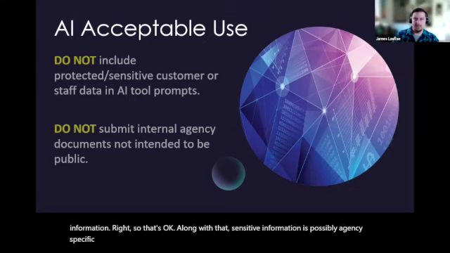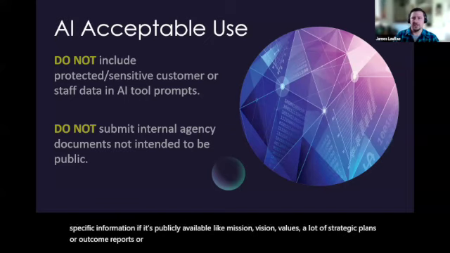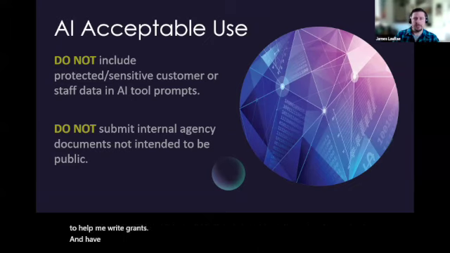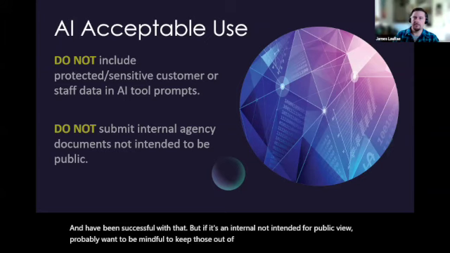If it's publicly available, like mission, vision, values, a lot of strategic plans or outcome reports are publicly available on websites, so those are usually okay. I've used those to help me write grants and have been successful at that. But if it's internal, not intended for public view, you probably want to be mindful to keep those out of the AI realm.